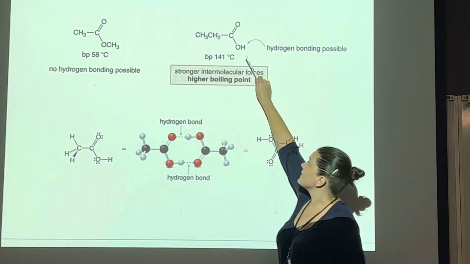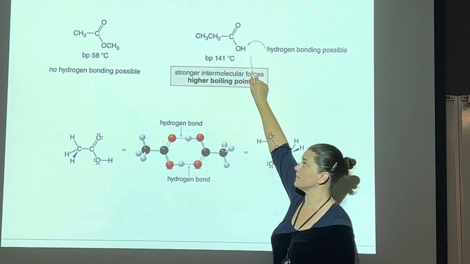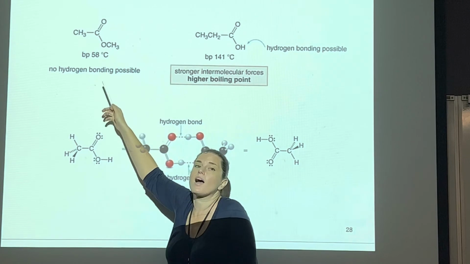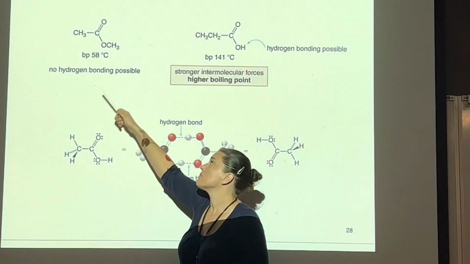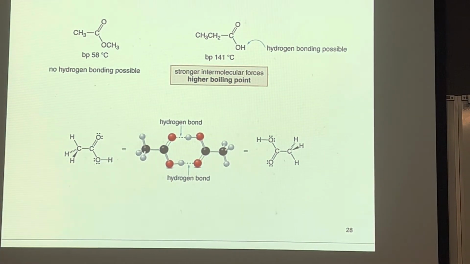This one has a hydrogen bonded to an electronegative atom, so we're going to be able to do the hydrogen bonding here. Over here, we don't have a hydrogen on one of our oxygens, so we can't do hydrogen bonding with other esters. But we do have dipole-dipole interactions available. And just in case you forgot what that looks like, because the carbon and the oxygen in that molecule right there have very different electronegativities, what we get is a partial negative on our oxygen and a partial positive on our carbon.